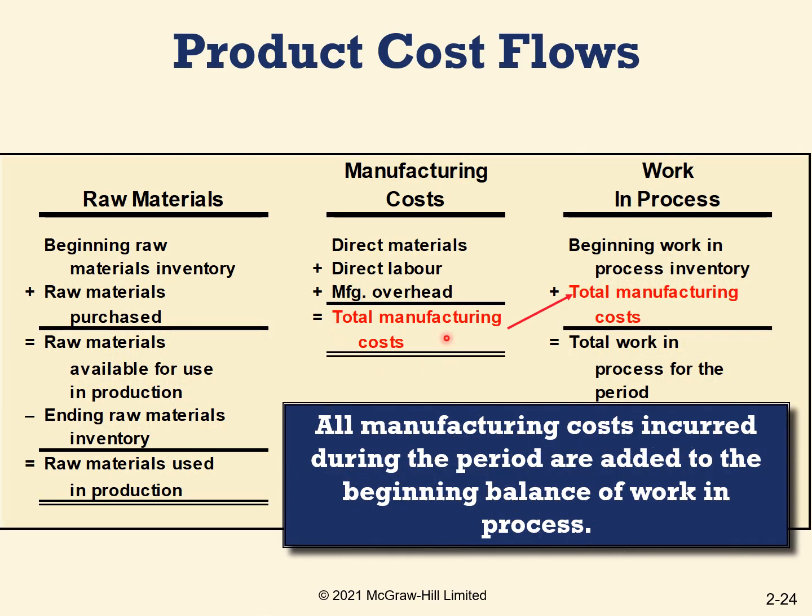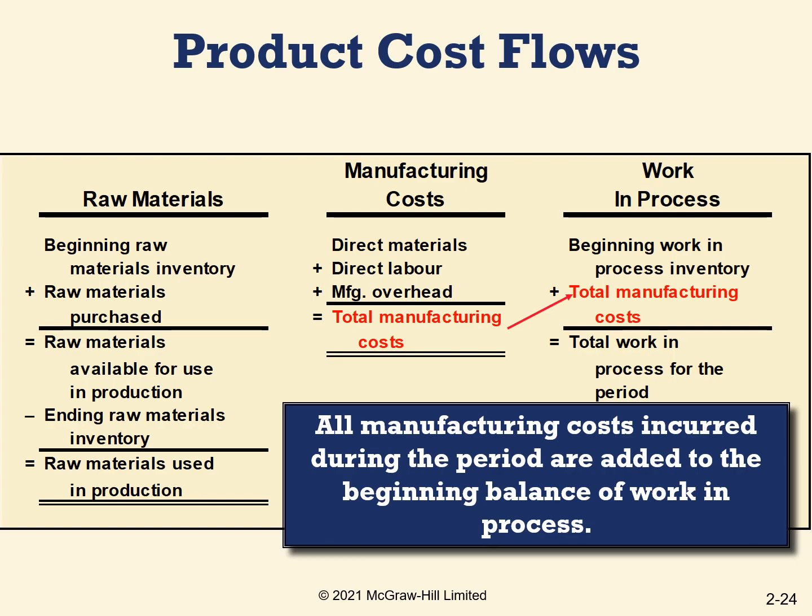Our total manufacturing costs here will now flow into our schedule for all of our work in progress costs. So again, we start with our beginning work in progress inventory. We're going to add everything we actually made, so our total manufacturing costs. And this is going to give us our total work in progress for this whole period. So all manufacturing costs incurred during the period are added to our beginning balance of our work in progress.